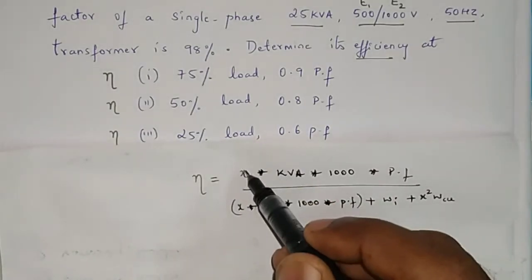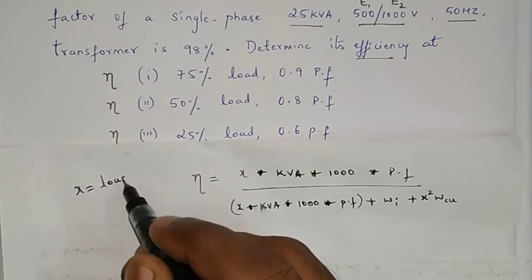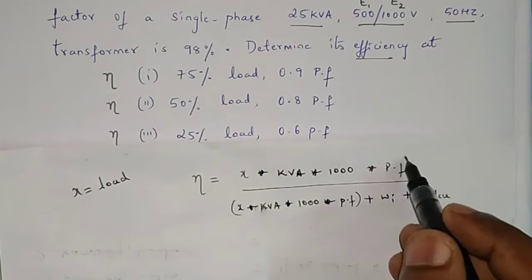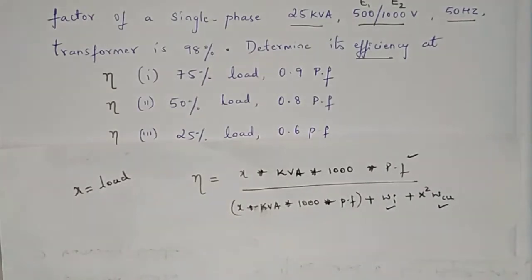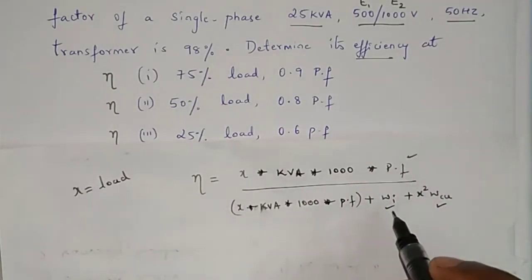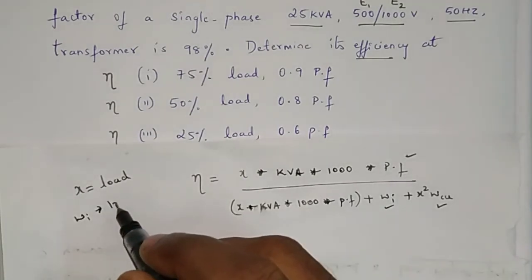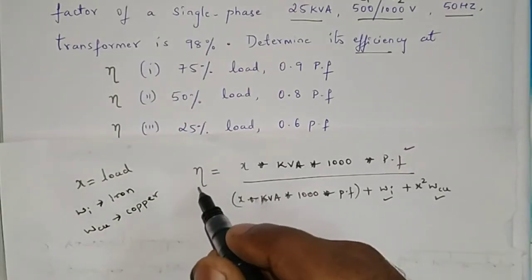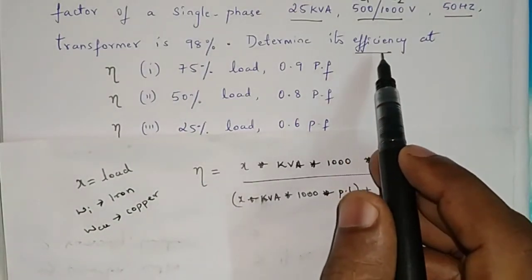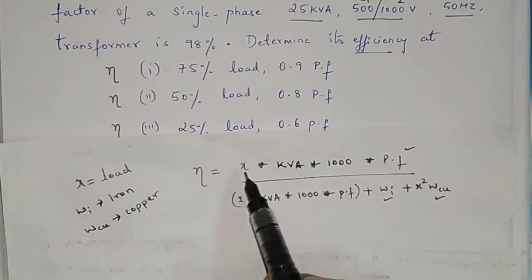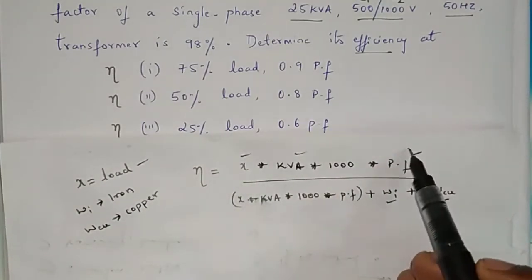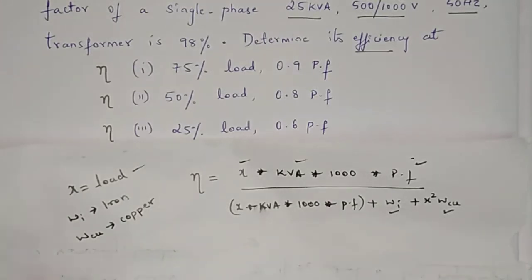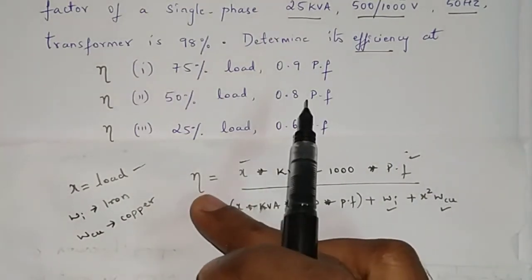Here X is nothing but load, kVA is nothing but the power rating of a transformer, and this is the power factor. Wi and W suffix Cu are nothing but the losses of a transformer. So this is iron loss and this will be copper loss. Now if I want to find efficiency, which is what is asked in the question, I need the value for load, that is X, kVA, power factor, the same thing in the denominator, and losses, that is iron loss and copper loss. These values I need to know if I want to find the efficiency.